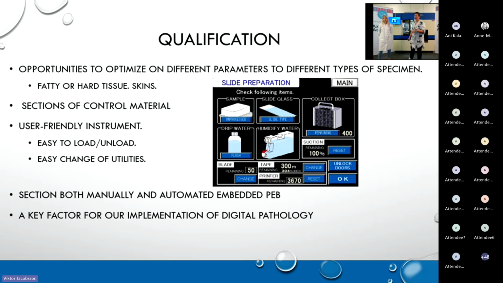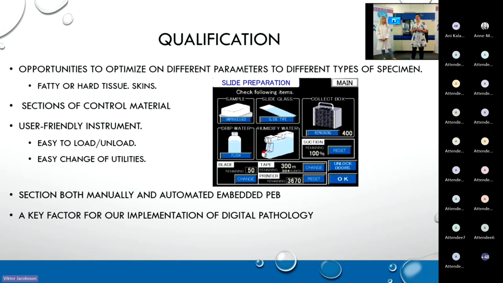Again, as I said, it's a little heavy on all the qualifications, but the machine can do so many things. Another thing is the opportunity to optimize on different parameters to different types of specimens. You can optimize if you have fatty specimens or hard tissues, skins, something like that. As I said in the beginning, we are only running on one protocol, but we are looking into making different protocols to different types of specimens.